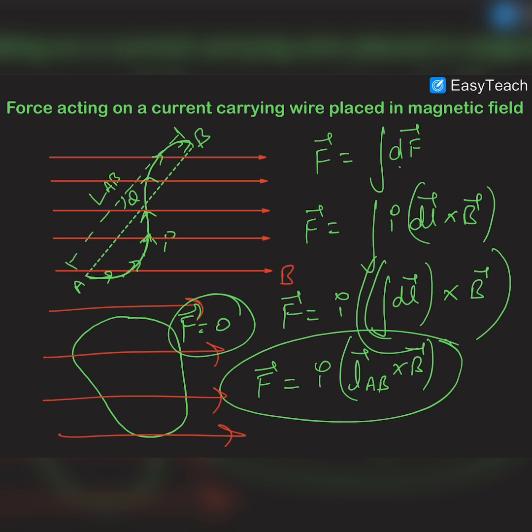So this is the analogy of the force acting on a small current carrying wire, and we can also find out the force acting on large current carrying wires by taking the shortest length between their two ends, and the length vector should be pointing in the direction of current flowing.